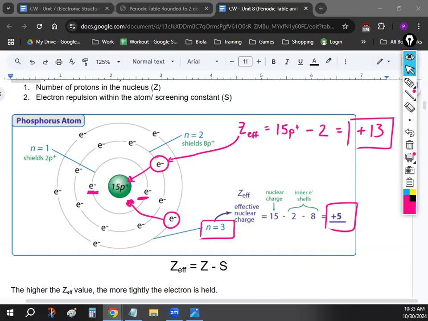Yes, it's not always positive. Not a dumb question. You mean the first shell? Yeah, it would just be 15 then, because there's nothing underneath. Yeah, those are the ones that are most tightly held.